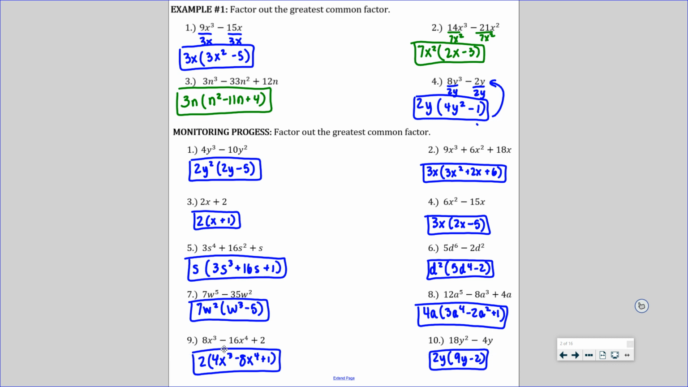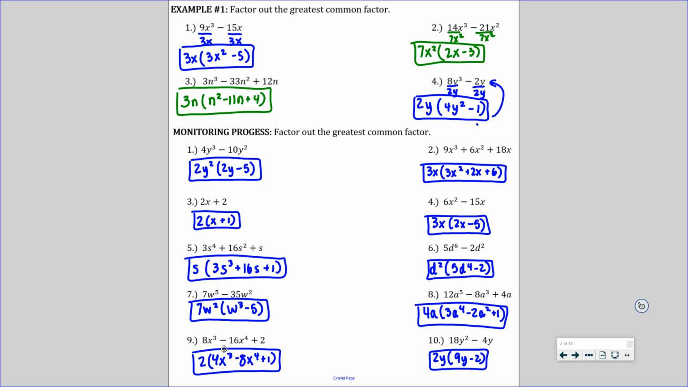All right, and then quickly check to make sure you have the correct factor left behind, as I like to say. Any questions? Give me a thumbs up if you feel good with that.